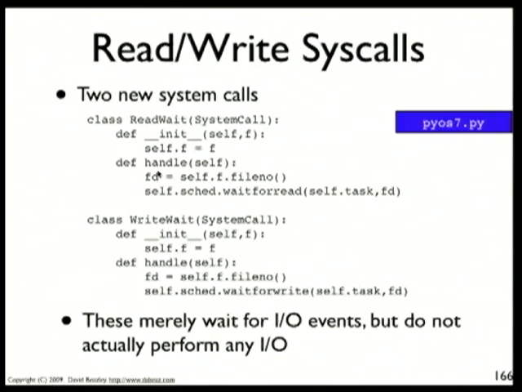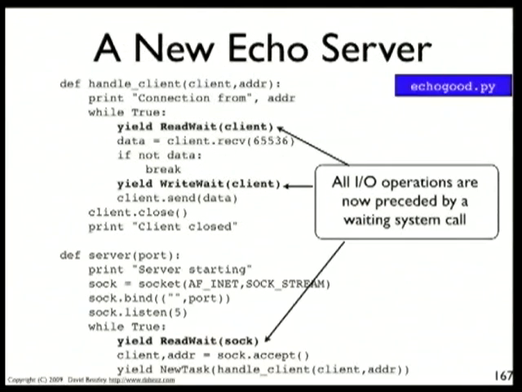So what a read wait does is it essentially finds out what's the file number of what you're waiting for. It drops you into the waiting area, and that's it. Write wait basically does the same thing. And the way that you use those is like this. It's a really subtle change, but what you do is you write your echo server where before every single I/O operation, you just stick a read wait or a write wait.